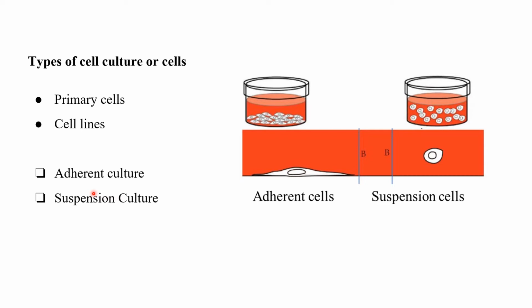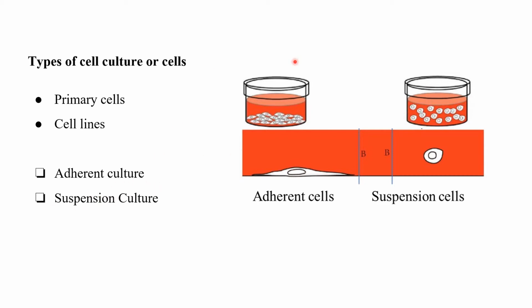For example, different epithelial cells or epidermal cells inside our body also grow in an anchorage dependent manner. They grow adjacent to each other, so they interact with each other. In that case, here in the culture plate, they also grow adherent in colonies.